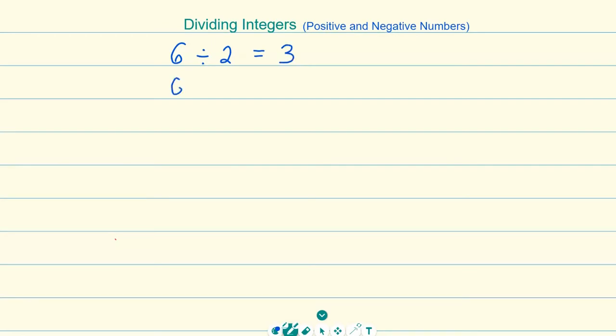But what about if I say, what is 6 divided by negative 2? Okay, so you have different signs now. You have positive and negative. So no sign here means it's positive. So just like multiplication, the same rules apply to division.